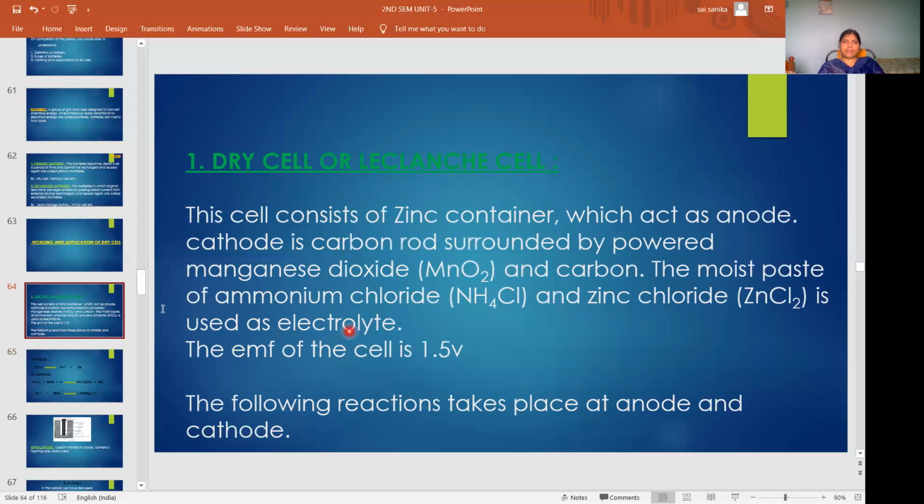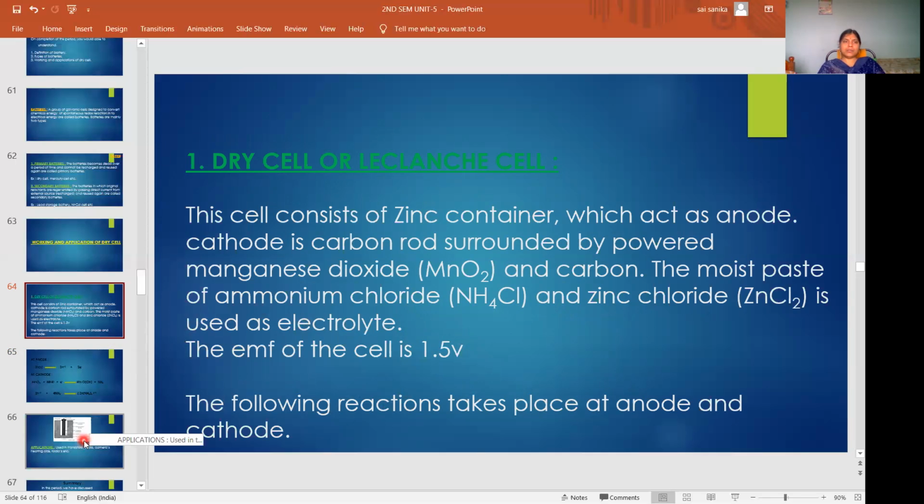And what is the EMF of the cell? This is very, very important. So one more question: what is the EMF of dry cell? That is 1.5 volts. So the EMF of dry cell is 1.5 volts.